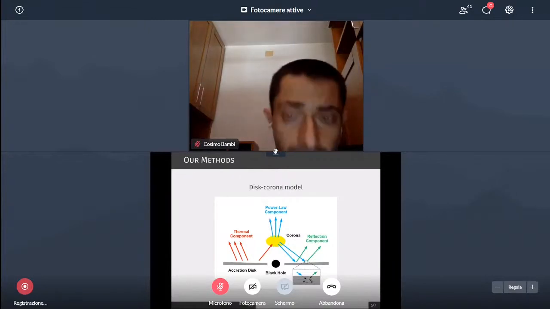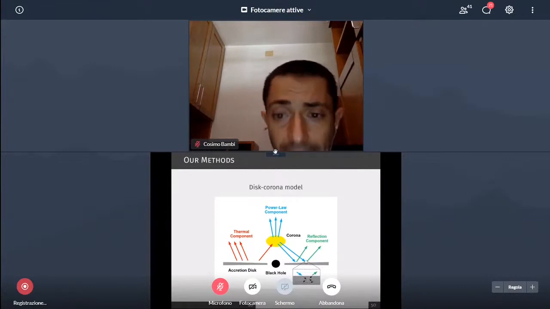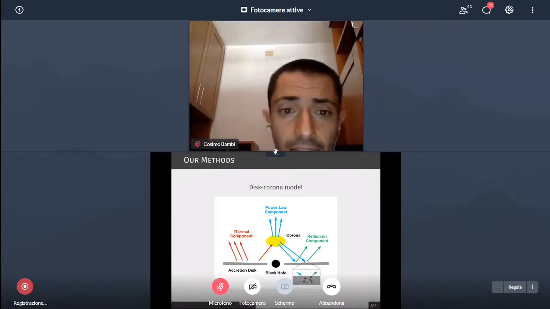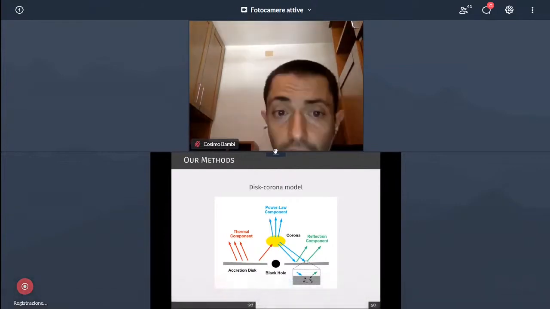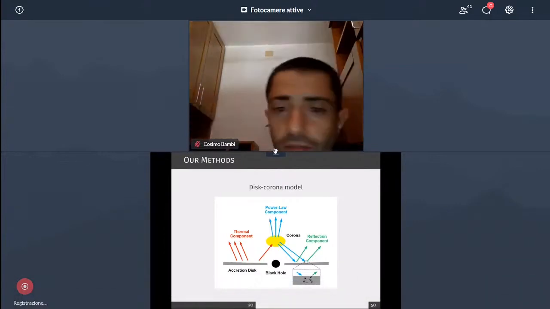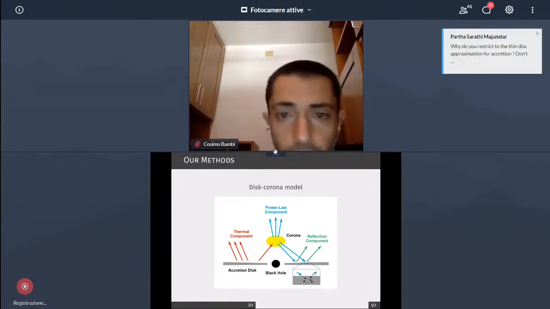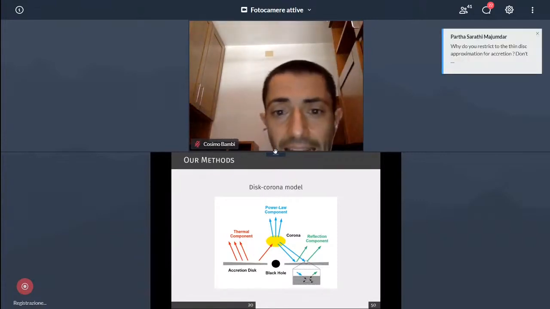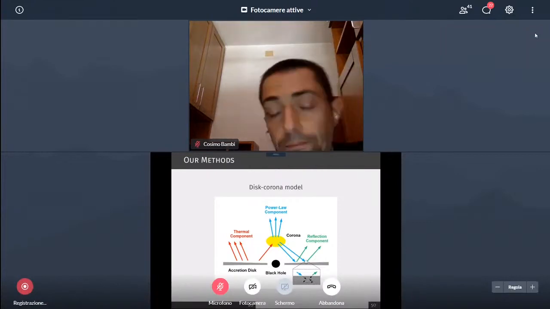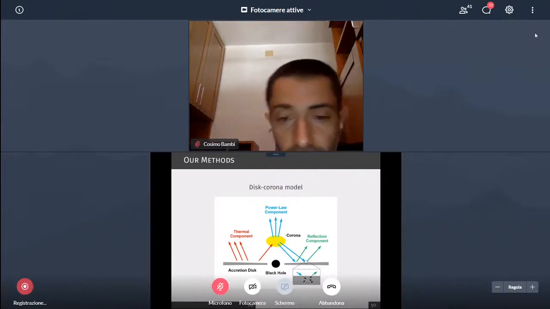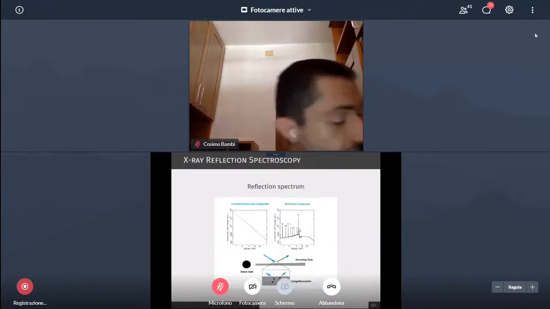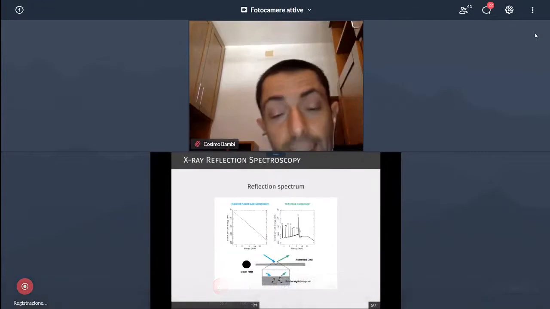So X-ray reflection spectroscopy refers to the study of the reflection component, and the continuum fitting method refers to the study of the thermal component. The power law component, as you can imagine, is not very informative because it is just a power law, actually a power law with exponential cutoff, and it can have some information about the corona, but not about the geometry of the spacetime.